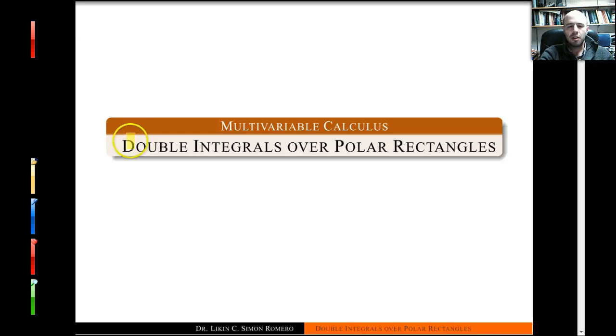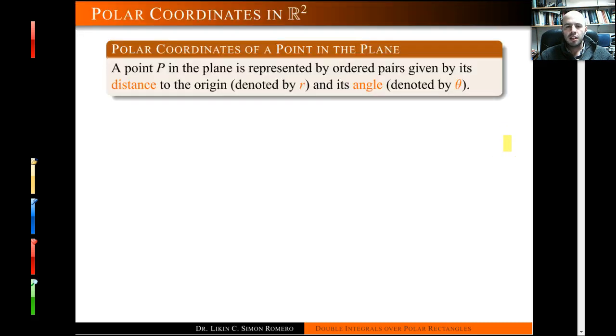I'm here to present you the video tutorial for double integrals over polar rectangles. First, let's talk a little bit about polar coordinates in R2. The idea is, in R2 you can describe a point by two numbers. The two numbers can be how much you move in the x-axis and how much you move in the y-axis, and those are called rectangular coordinates.